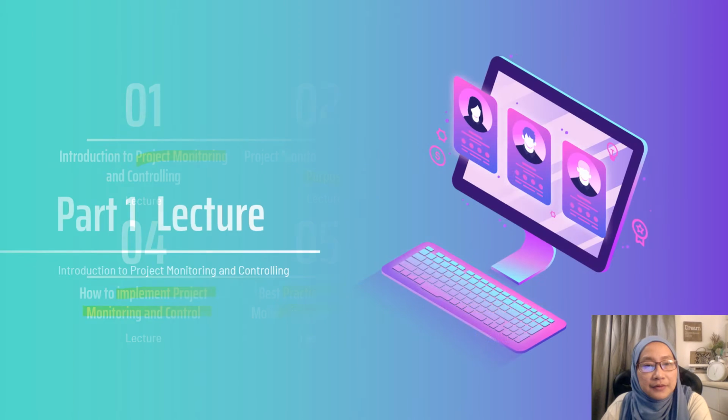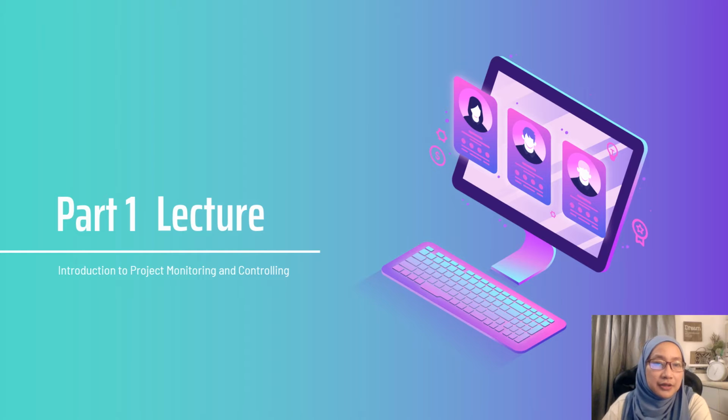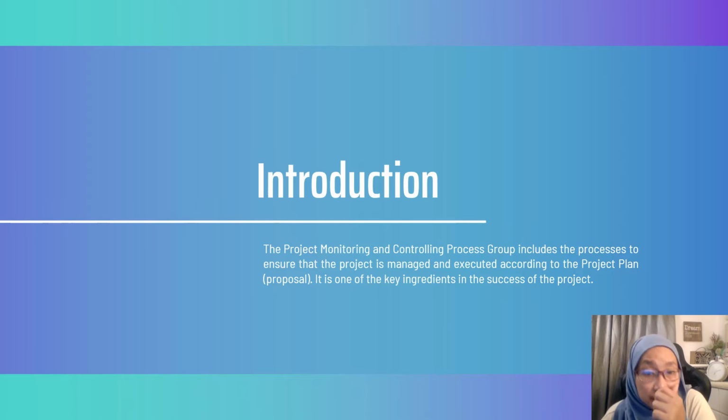So part 1, introduction to project monitoring and controlling. The project monitoring and controlling process could include the processes to ensure that the project is managed and executed according to the project plan, which is your proposal. You have presented your proposal, so you have to make sure that you follow everything mentioned in your proposal. But if you cannot follow, you have to update it in your final report. It is one of the key ingredients in the success of a project.